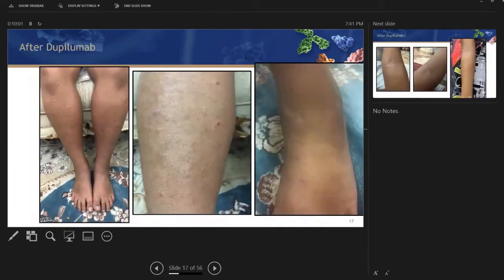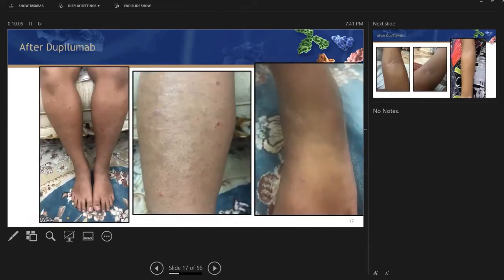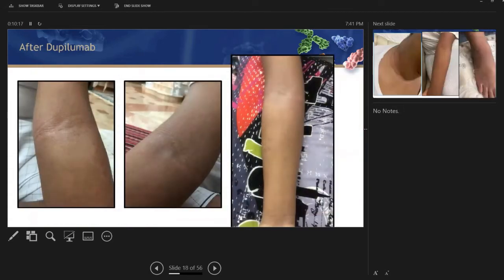And this is after a few months of being on dupilumab, where you can see all these follicular papules started to disappear. The lower extremities become much better. The skin texture becomes much better. Again, you can see a few lichenifications, but again, it's much, much better.